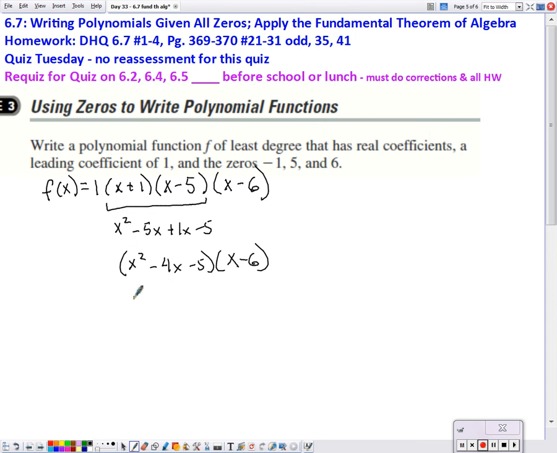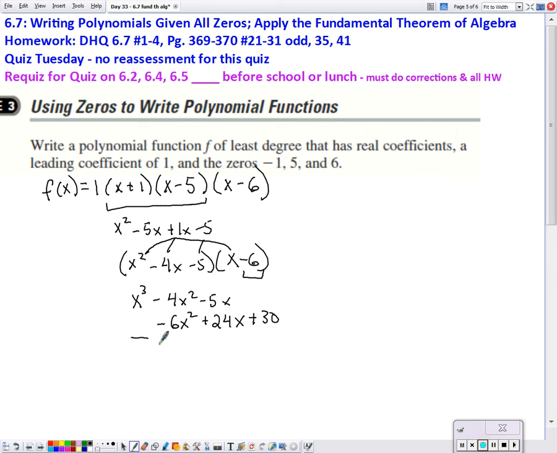So first I want to multiply everything by x. x to the third minus 4x squared minus 5x, and then everything times negative 6. And when I do that, I'm going to kind of line everything up nicely. So when I do negative 6 times x squared and get negative 6x squared, I like to do my multiplication like this. That way my like terms are all together. And then negative 6 times negative 4 is 24x. And negative 6 times negative 5 will give me 30.